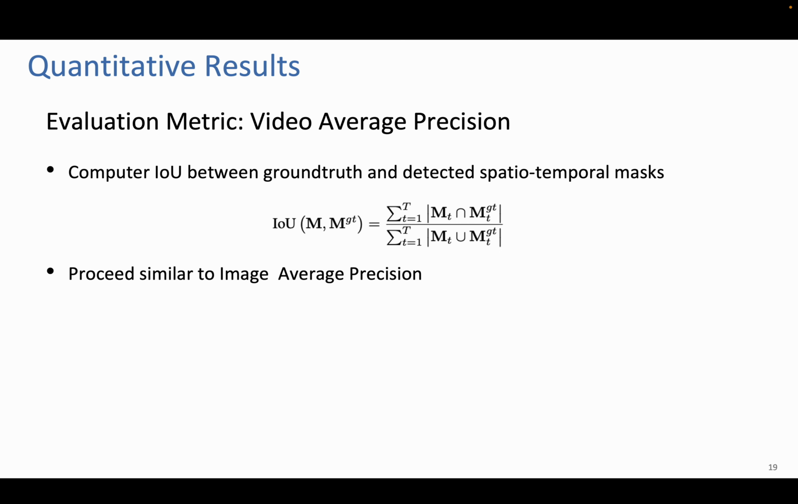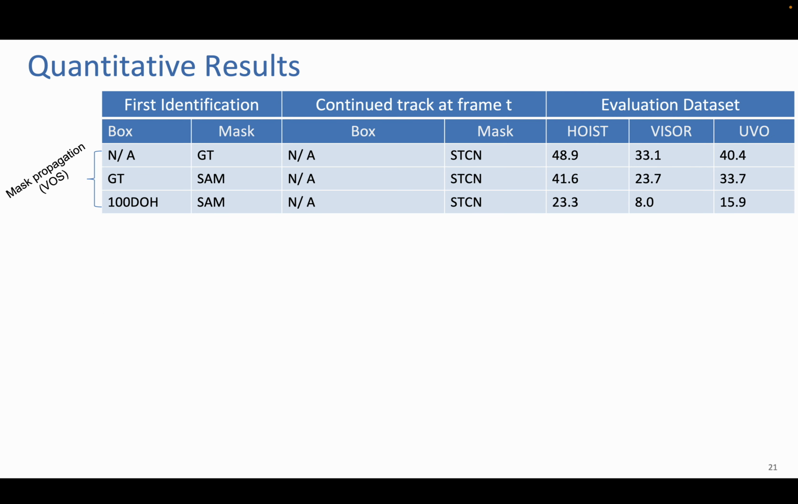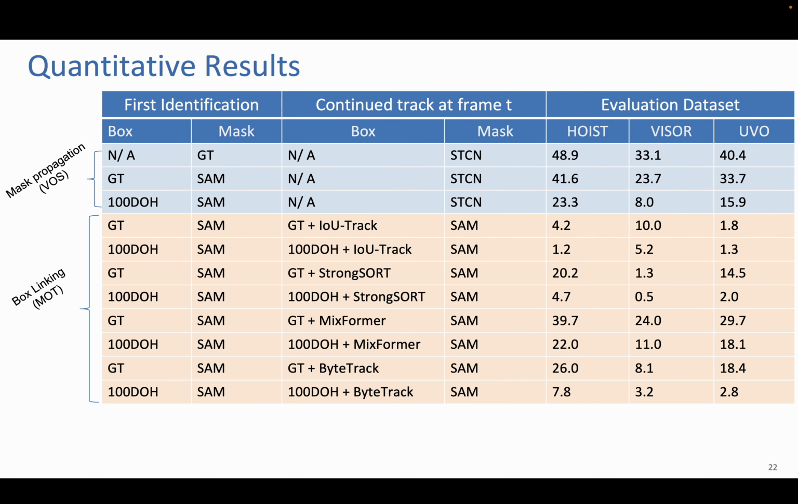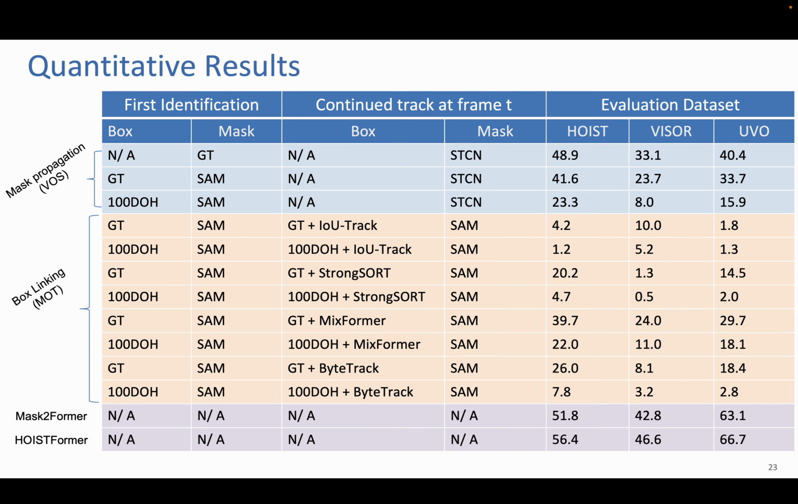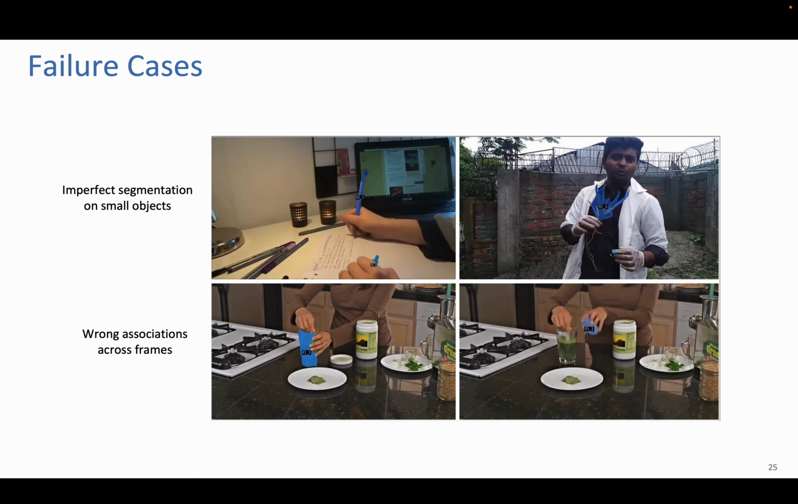We conduct experiments and measure the performance using the video average precision metric. We use the HOIST dataset and two other public datasets to conduct experiments. We compare several methods, including mask propagation methods, multiple object tracking methods, and end-to-end trainable methods. Here are some qualitative results from our method. Our method can identify, segment, and track diverse handheld objects.